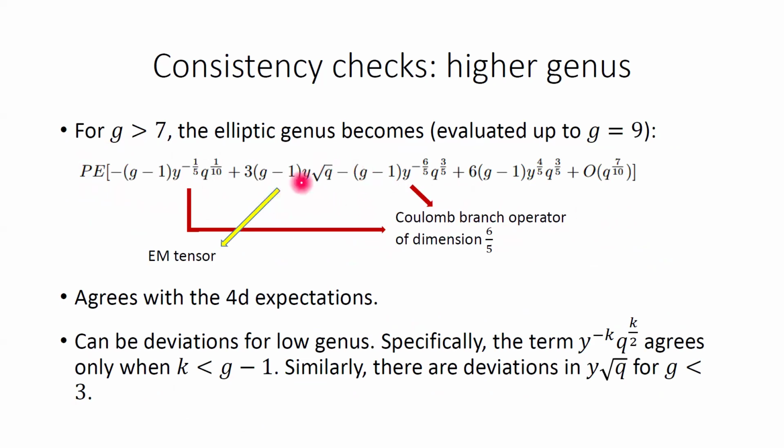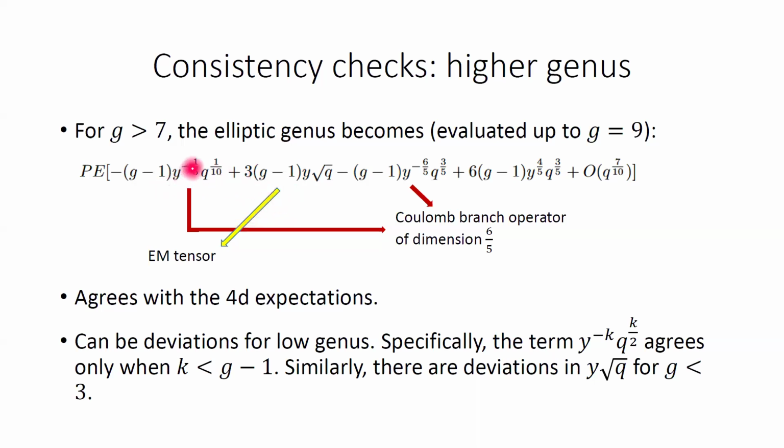operators contributing this way to the elliptic genus. The y to the 1 means that its R charge is 1, and the square root of q means the dimension is half. These are the properties of a marginal operator. So this agrees with having 3g minus 1 marginal operators. I should also mention that here I've switched y to 1 over y, so I essentially did this mirror symmetry on the elliptic genus, which is why you actually get a conformal manifold rather than a twisted one. So it matches with what you expect from the 4D reduction.